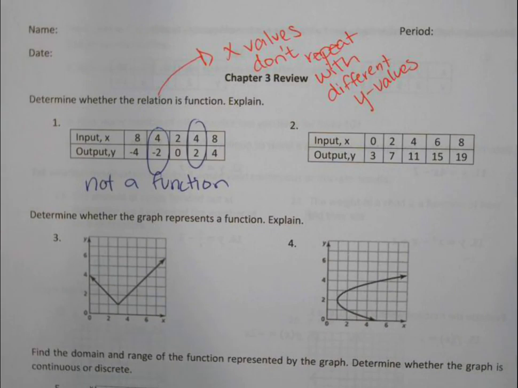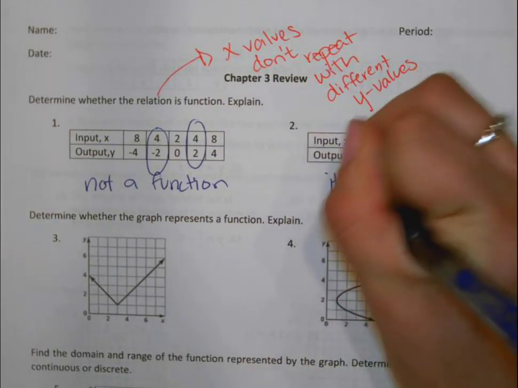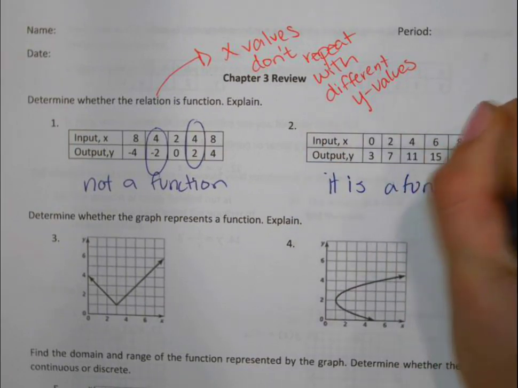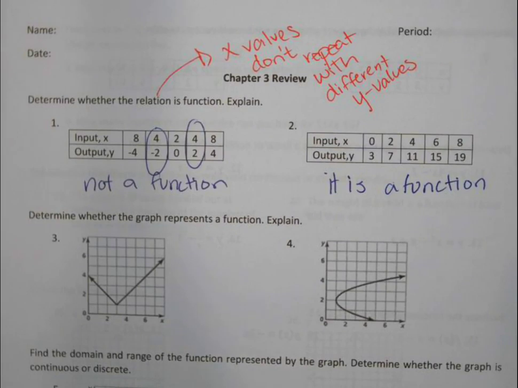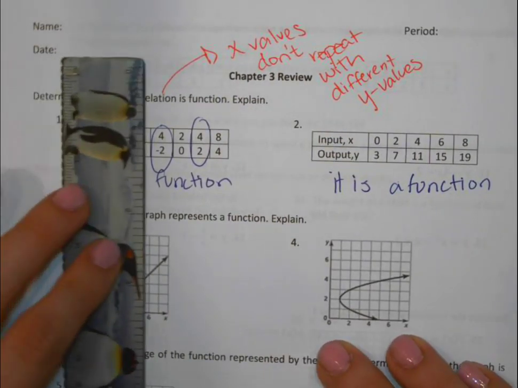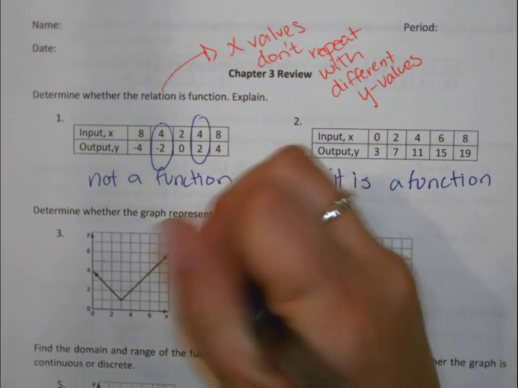And then if I take a look at number 2, none of my x values repeat, so it is a function. Number 3, it's giving me a graph, so I want to use the vertical line test. So I'm going to take out my ruler, and then pass it through. It only touches once, so it is a function.